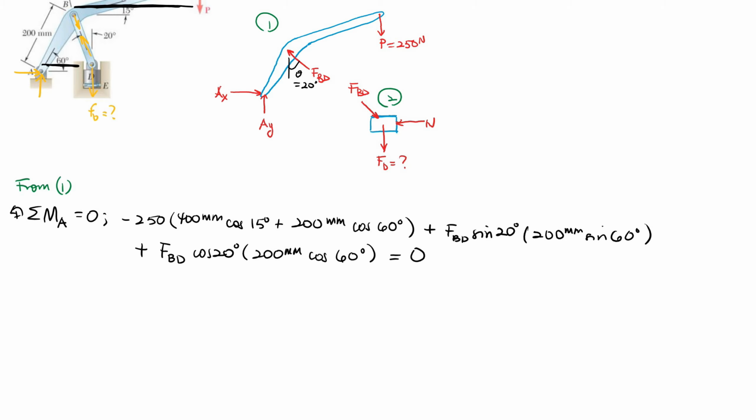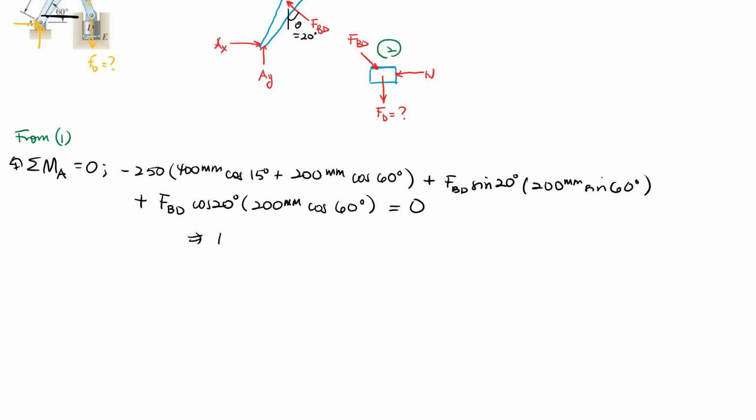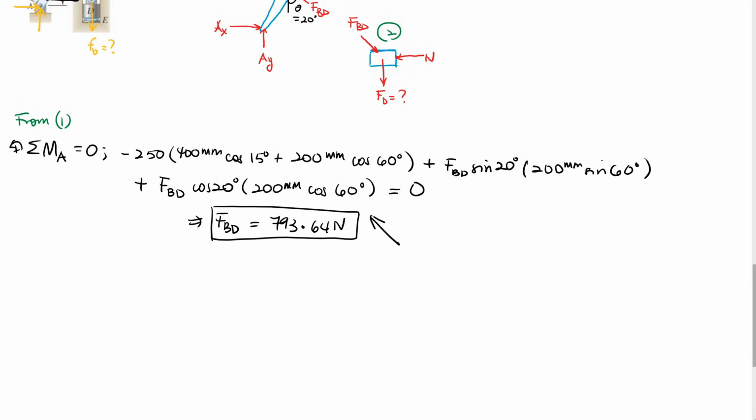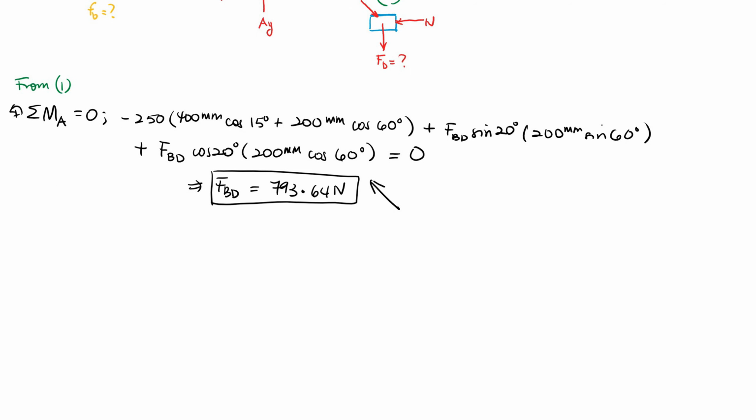So from this, the only unknown is FBD, and we can easily find out with math that our FBD is equal to 793.64 meters, which tells us that the original direction that we drew our force is correct. Okay, now that you have that, you're going to go straight into part 2.